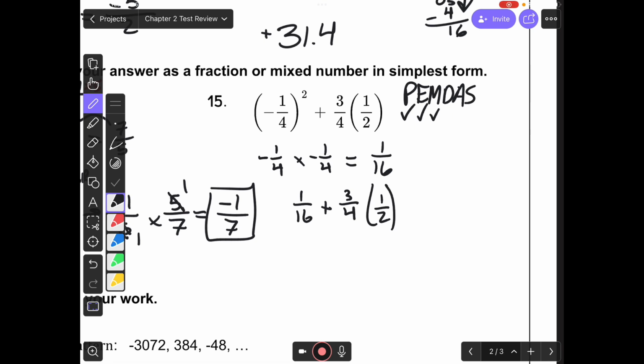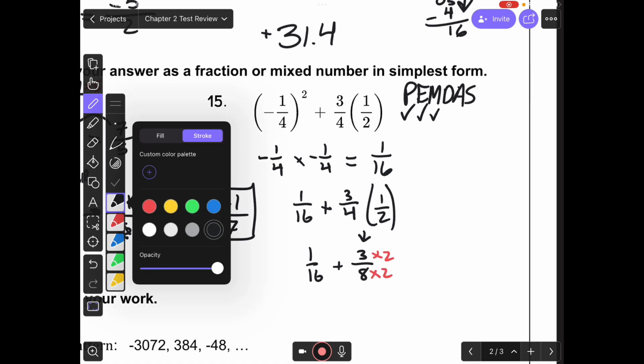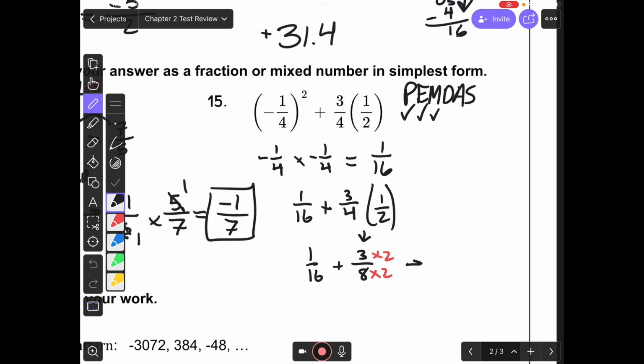I need to start looking at multiplying. For this one, these two are being multiplied here. 3 times 1 is 3. 4 times 2 is 8. I'm going to bring down everything I didn't use. I cannot add fractions with different denominators. I need to make them common. To do that, I just multiply the second one by 2 on top and bottom. This becomes 1/16 plus 6/16. My bottom remains the same. 1 plus 6 is 7.